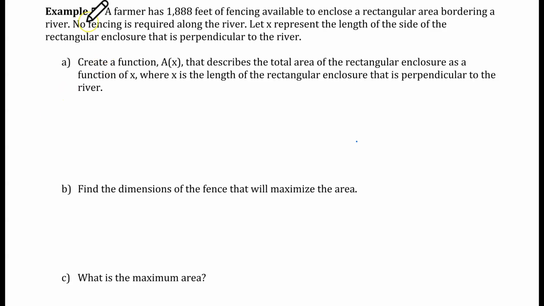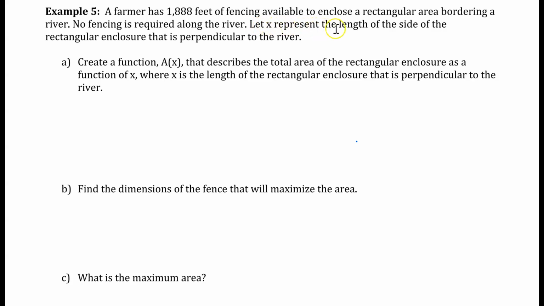Now let's consider the following example. A farmer has 1,888 feet of fencing available to enclose a rectangular area bordering a river. Now, no fencing is required along the river.